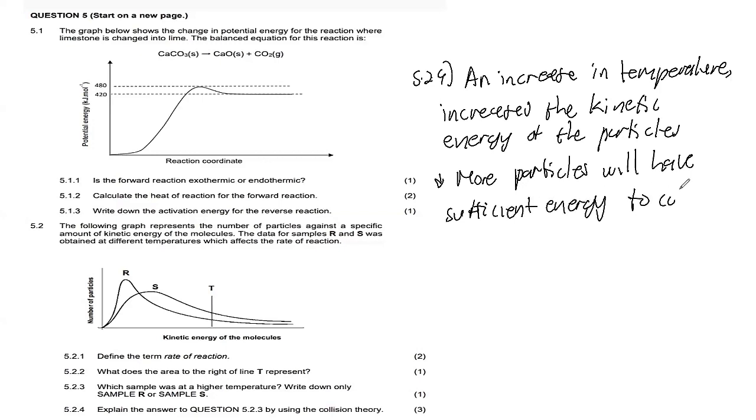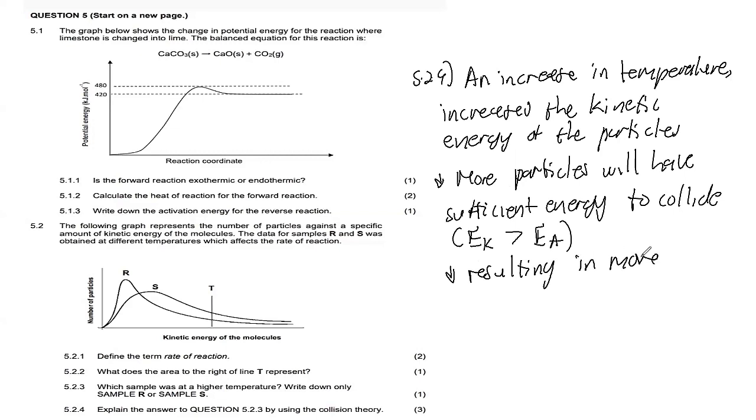So what is this sufficient energy to collide? This is the energy that is greater than the activation energy. So the EK of the particles will be greater than the activation energy, right? Now, if more particles have sufficient energy to collide, this will obviously result in more effective collisions per unit time.